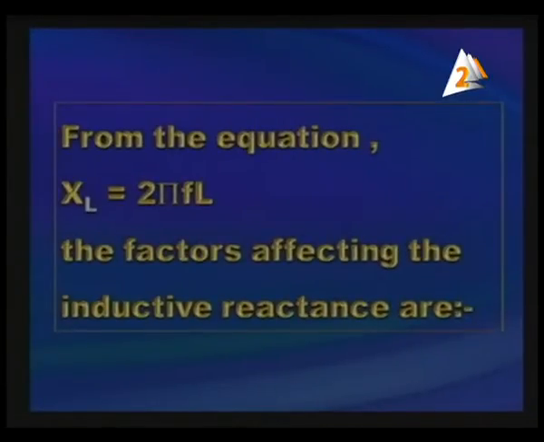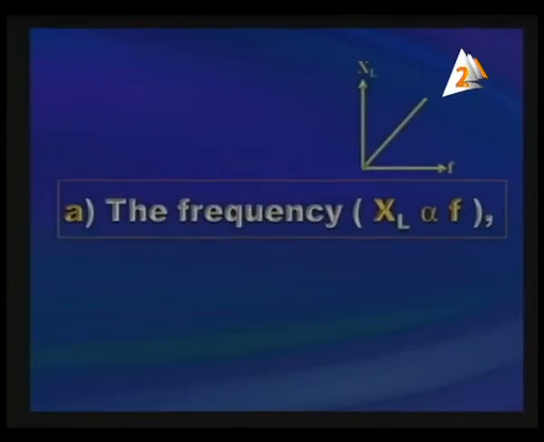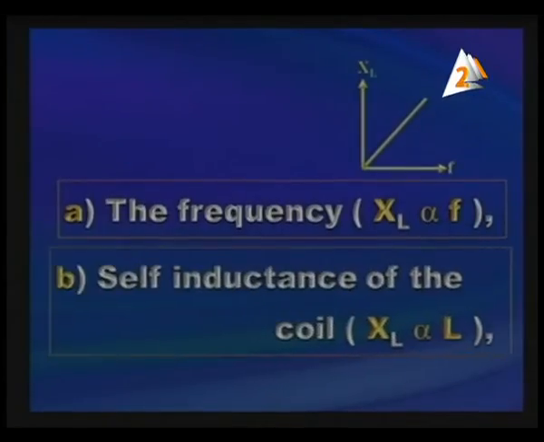From the equation XL equals 2 pi FL, the factors that affect the inductive reactance are, first of all, the frequency. XL is directly proportional to the frequency. Second factor is the inductance of the coil. XL is proportional to the inductance.